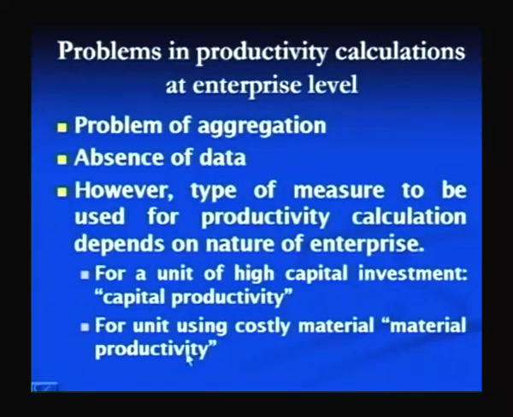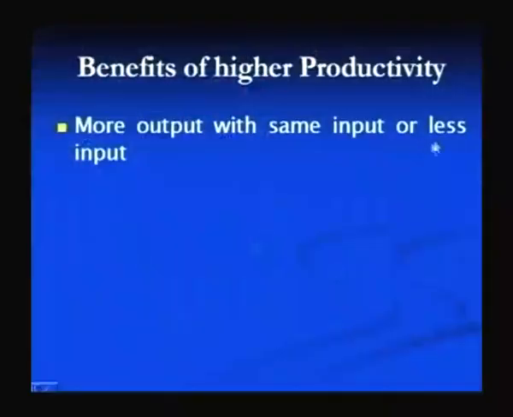or if it is processing very costly material, then material productivity will be more important for that organization. These productivities will help the organization to redirect resources and take corrective actions for better productivity as a whole of the organization. When the productivity of an organization or of a state improves, a number of benefits are automatically obtained, like more goods are produced with the same inputs, or with less input also.